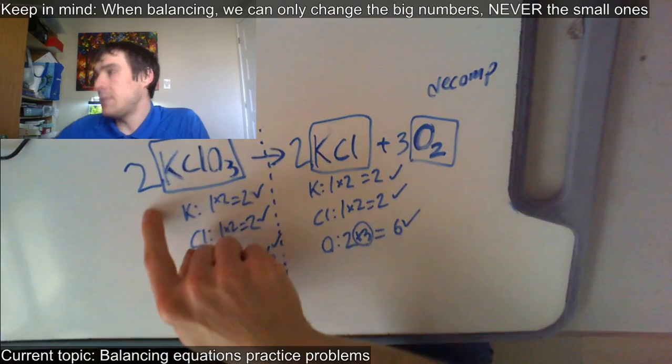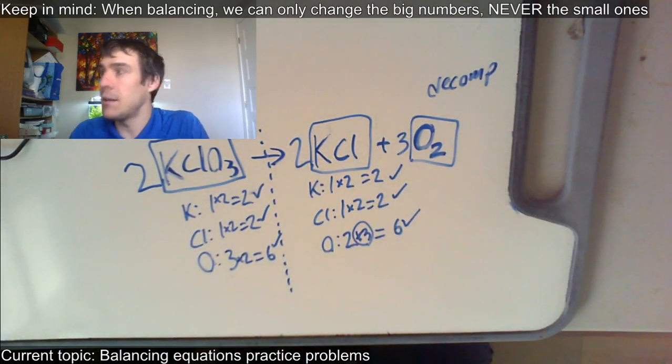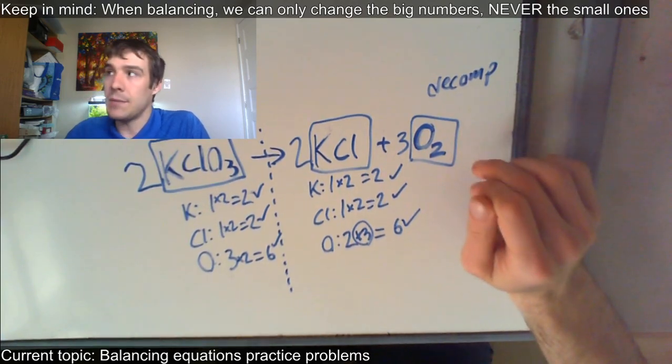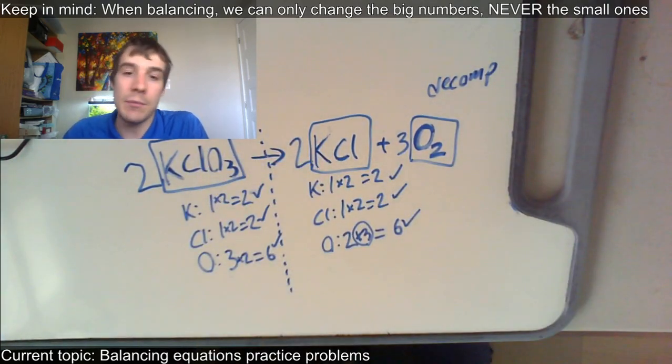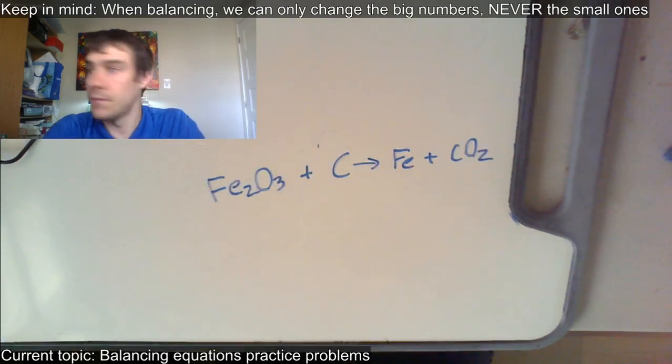So yeah, it takes 2 KClO3s, makes 2 KCl's, and makes 3 O2s. I'm going to get 1.5 times more oxygen than the KClO3 I put in. That's a relatively simple one. We're going to go to the next one.